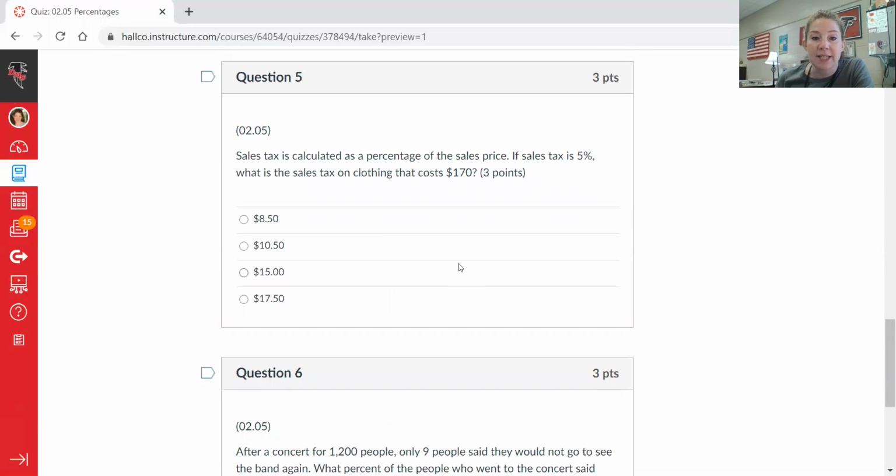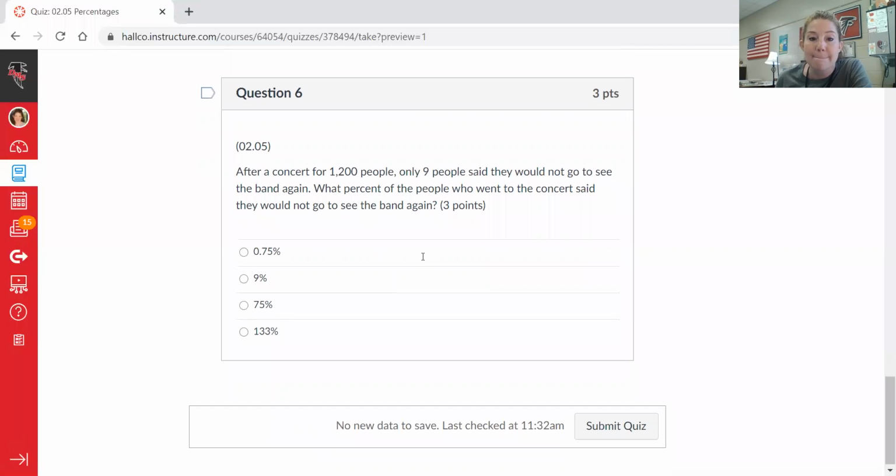Sales tax is calculated as a percentage of the sales price. If the sales tax is 5%, what's the sales tax on clothing that costs $170? So we're going to turn 5% into a decimal, move it 2 places to the left. So 0.05 times 170, okay?